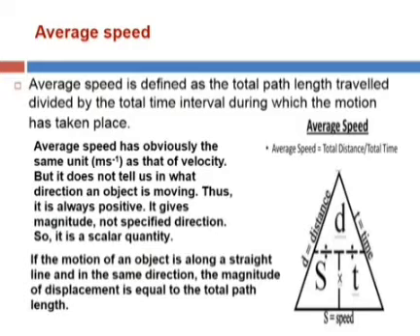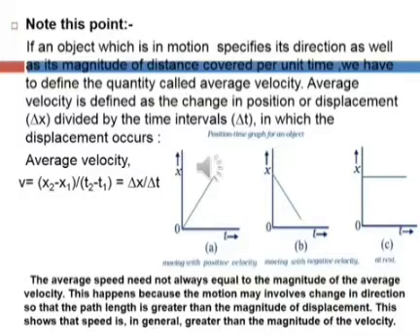If the motion of an object is along a straight line and in the same direction, the magnitude of displacement equals the total path length. You have to note this point. If an object which is in motion specifies its direction as well as its magnitude of distance covered per unit time, we have to define the quantity called average velocity. It is defined as the change in position or displacement delta x divided by the time interval delta t in which the displacement occurs. So, the average velocity can be mathematically written as v equals x2 minus x1 divided by t2 minus t1, which is equal to delta x divided by delta t.